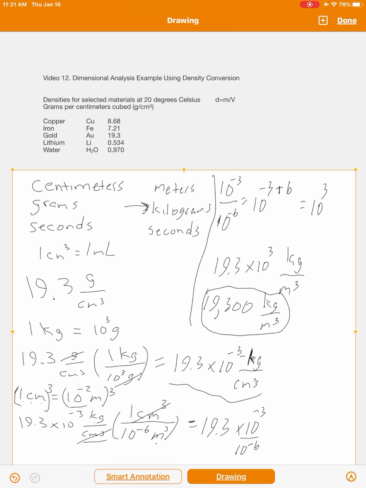Okay. So there's an example, and you can take a look at that. And so in conclusion, if you want to know what the density of a material is in kilograms per meter cubed, and you know what the density in grams per centimeter cubed is, you just multiply by 1,000, and that'll give you the value there.